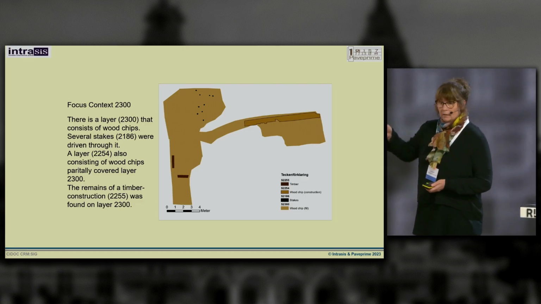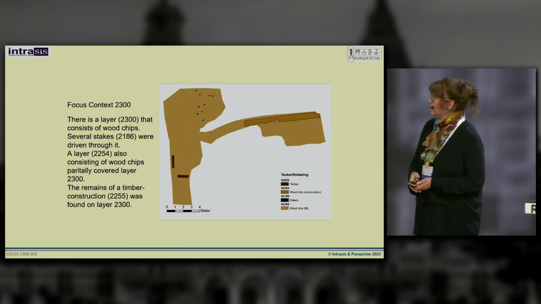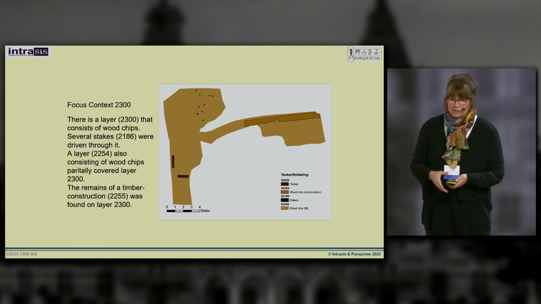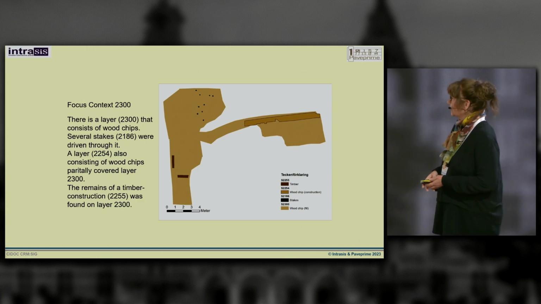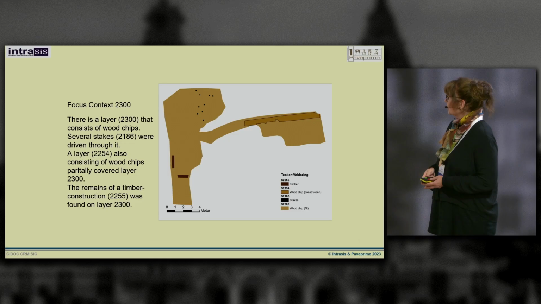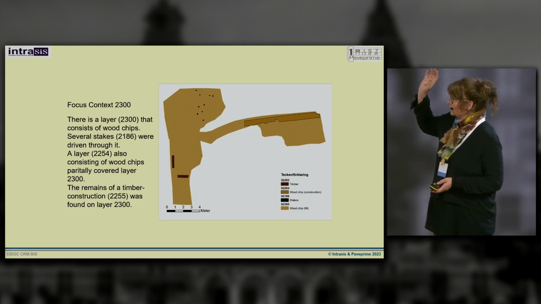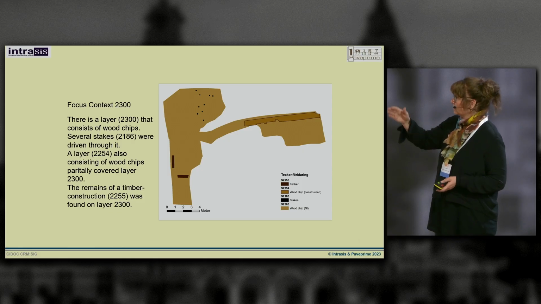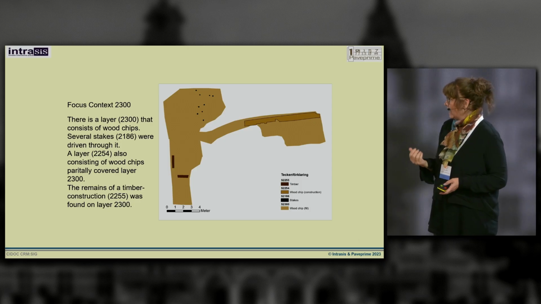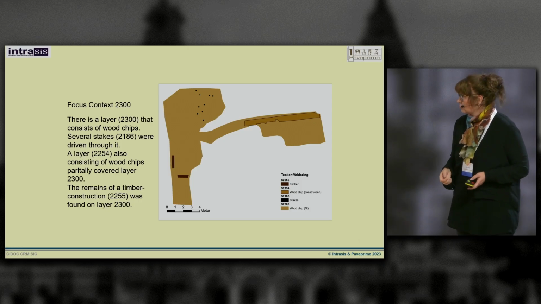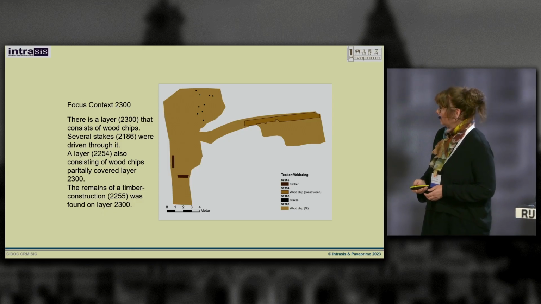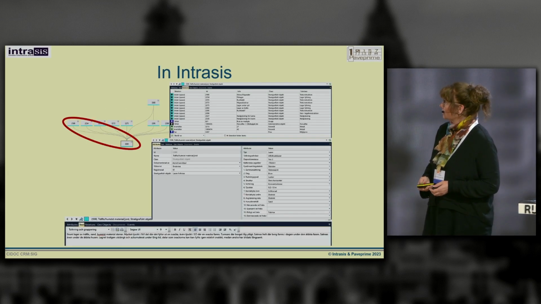So this is a layer of wood chips. It's called 2300. Make a note of that because I'm going to refer to 2300 a few times. We have several stakes driven through it. We have a layer also consisting of wood chips, partially covering the layer, and then we have the remains of a timber construction that were found on layer 2300.